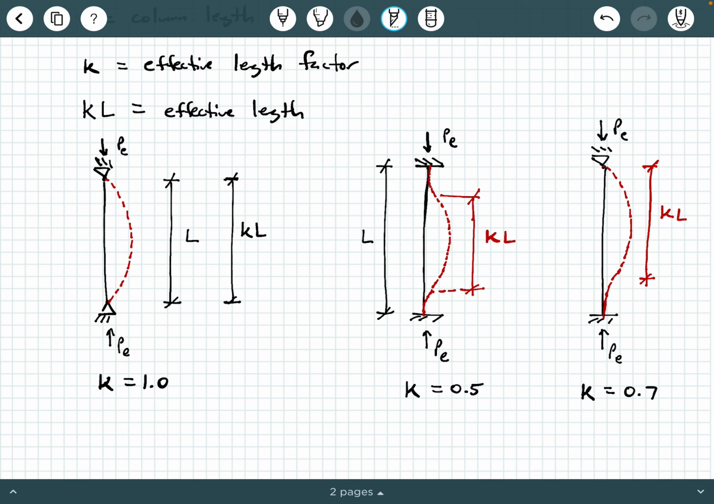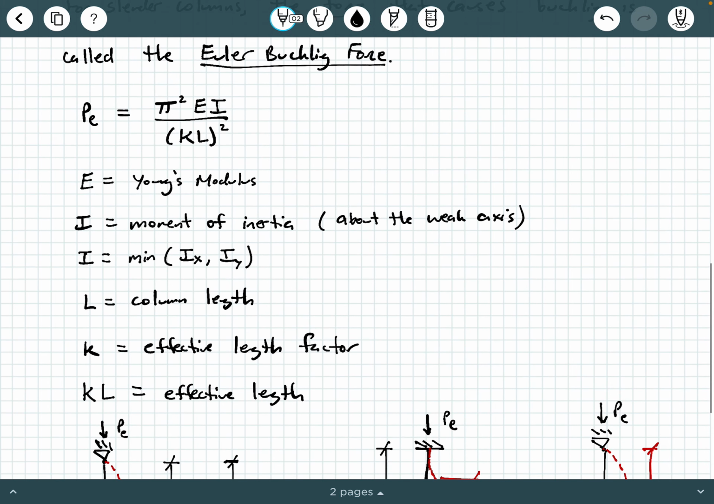Now, these are not the only K values. There are some other situations where K could be a little bit different, but for the purposes of this introductory video, these are the only three I'm going to present here, okay? So that is the general background information. Now, we have our governing equation here. We've defined all of these terms here, okay?